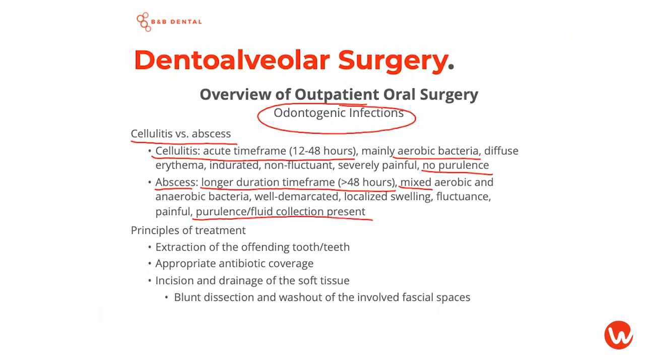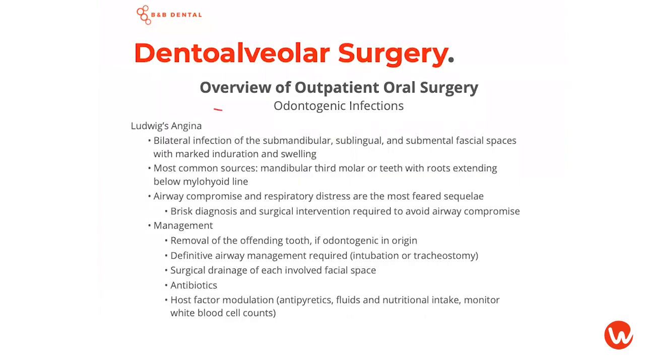collection present. One of the most concerning and life-threatening odontogenic infections and its manifestation is Ludwig's angina. This is a bilateral infection of the submandibular, sublingual, and submental fascial spaces. And the sources are oftentimes mandibular teeth, of course, mandibular third molars, or teeth that have roots that are extending below or essentially beyond the mylohyoid line.